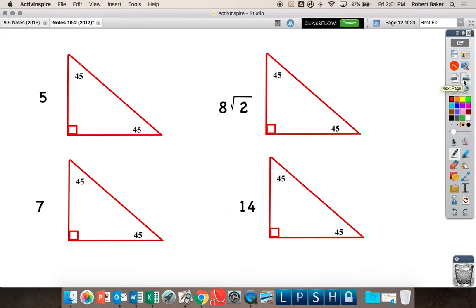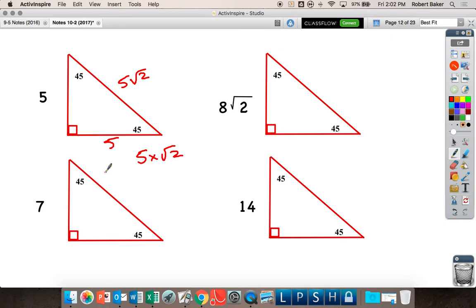Alright, so let's try these problems. If we can do these, I will leave you guys alone. If this side's 5, how big is this side? How do I get from a leg to a hypotenuse? So I need to do 5 times the square root of 2. What is 5 times the square root of 2? Success. If this was a quiz, you'd have at least 25 points right now.